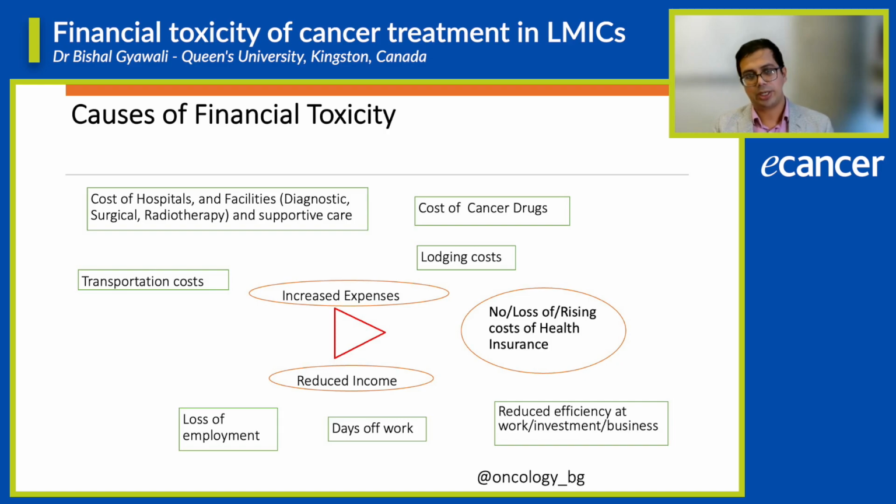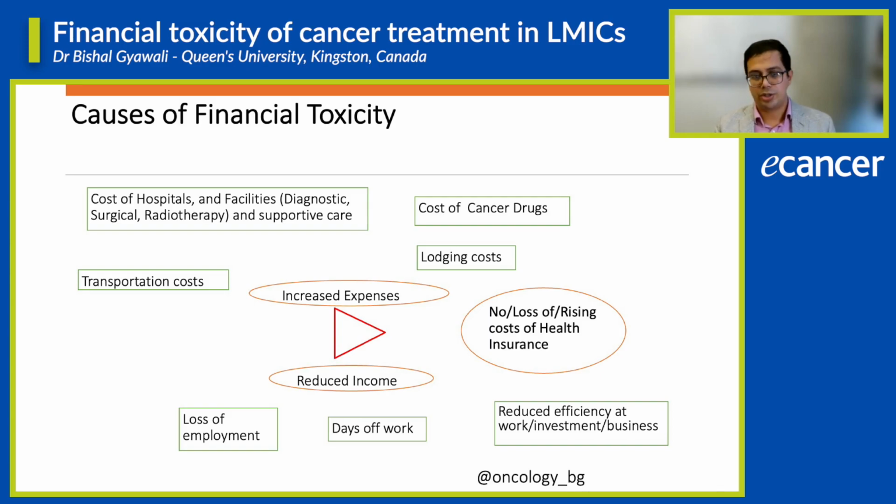The two other major buckets are increased expenses, which is obvious due to the cost of the hospitals and the facilities, diagnostic, surgery, radiotherapy, supportive care. And a major problem is the cost of cancer drugs, which are quite expensive lately, but especially in LMICs, it's also the cost of transportation and lodging and food.